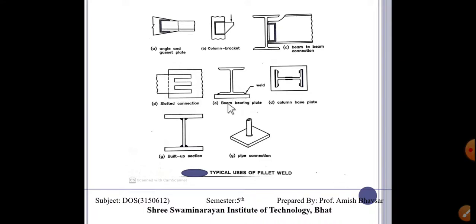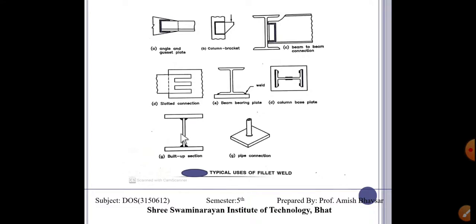This is a beam bearing plate. This is an I section as a beam, and this is our plate. Column base plate, as we discussed: this is our vertical I section of column, and this is our plate. That plate is connected to the member with the help of welding, indicated over here with the dark line. This is our built up section.